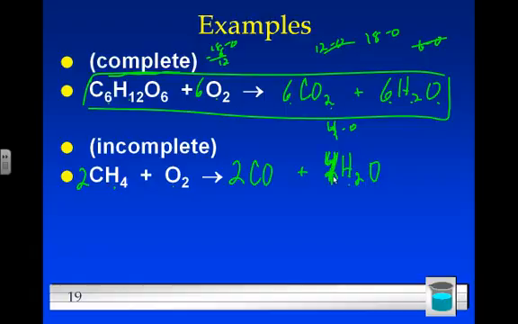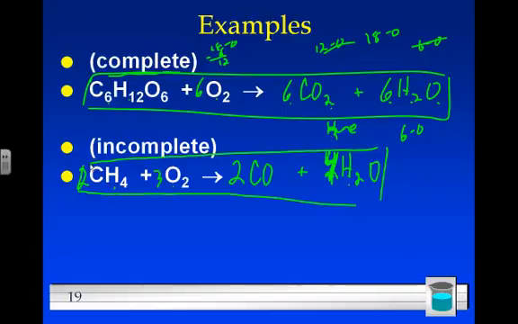So now everything except the oxygen. I have 2 oxygens plus 4 oxygens is 6 oxygens on the right side. How do I get 6 here? 3. So combustion can be tricky sometimes, as you just saw with that one. And that one is done.